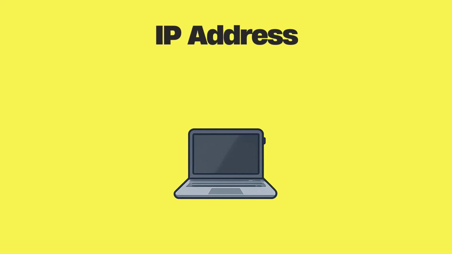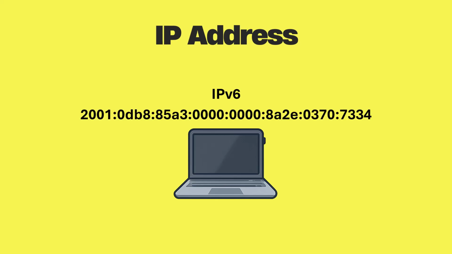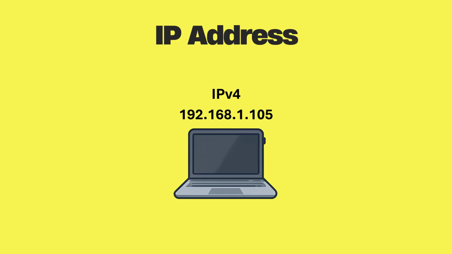So IP addresses are usually shown in this format. This format is called IPv4. There is a new version called IPv6 with longer addresses, but we'll stick with IPv4 for now as it is still the most common. So the IP address is gonna get our data to the right device, but that's not the end of the story.